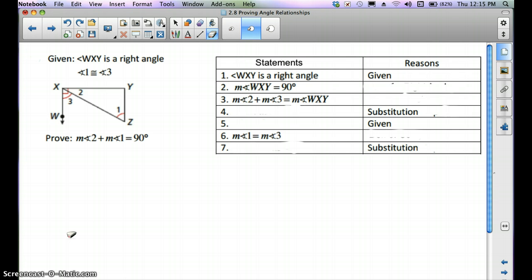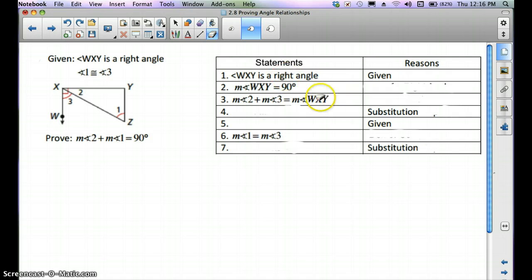Okay, so obviously brainstorming, we want to get some way. We want to replace angle 3 with angle 1. Alright, we want to replace those. So we want to show that they equal 90. Angle 2 and angle 1. So what can we do here?